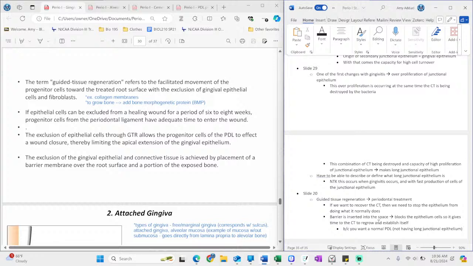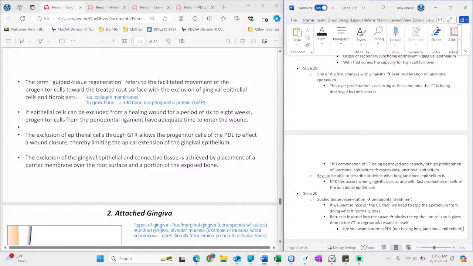Otherwise, we may repair the PDL, but if we don't have bone to attach the collagen fibers, it's not going to happen. So you are going to work with membranes that not only block the epithelium, but if you want to make bone grow, what growth factor do you use? BMP, bone morphogenetic protein. So that's one of the growth factors that you're going to use.